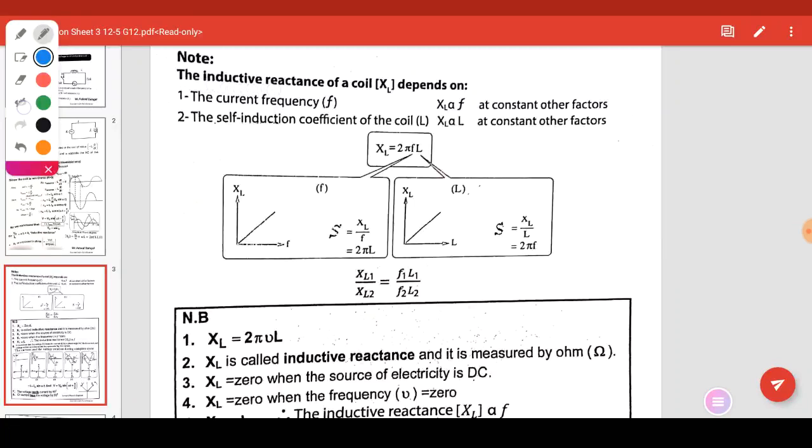The factors affecting the inductive reactance XL. Inductive reactance depends on the current frequency F. The current frequency is directly proportional with the inductive reactance at constant other factors. Number 2, it depends on the self-induction coefficient of the coil. XL is directly proportional with the self-inductance at constant other factors.